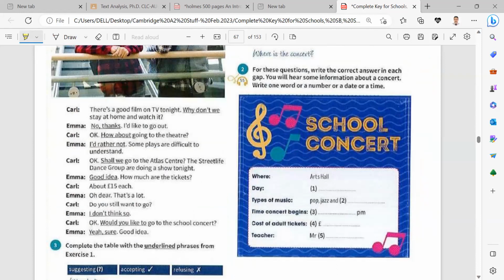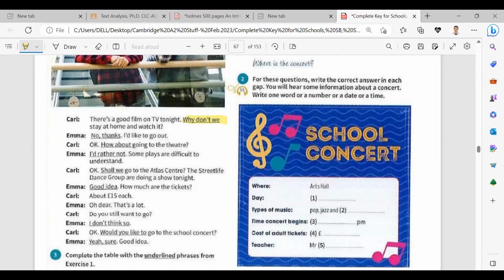There is a good film on TV tonight. Why don't we stay at home and watch it? No, thanks. I would like to go out. How about going to the theater?